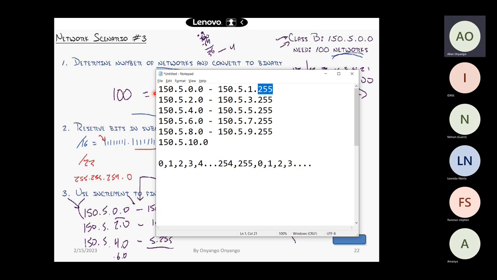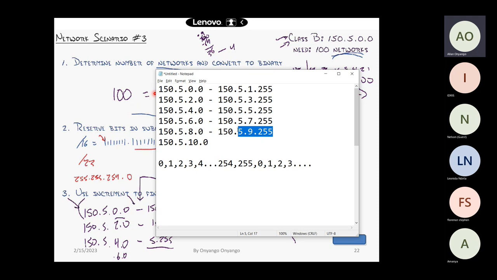Very, very important. So 2.0, network address. 2.1, first usable. 2.2, second usable. 3.255, broadcast. 3.254, last usable, and so on and so forth.